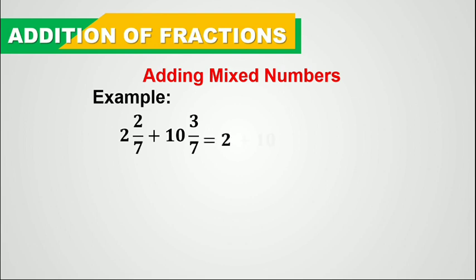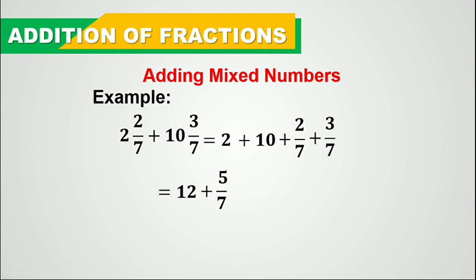So 2 plus 10, and then 2 over 7 plus 3 over 7. So 2 plus 10, that's 12. And then 2 over 7 plus 3 over 7, that's 5 over 7. So we simply copy their denominator nga 7 because they have the same denominators. And then 12 plus 5 over 7, so that's adding a whole number by a fraction.